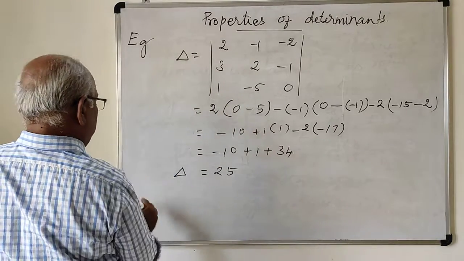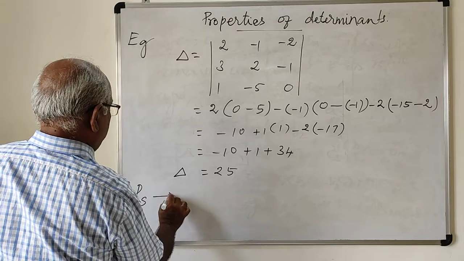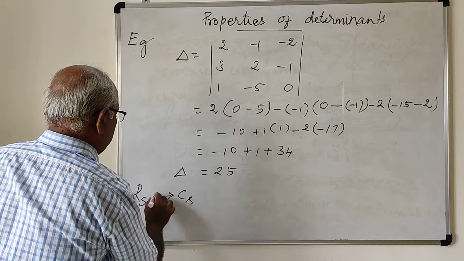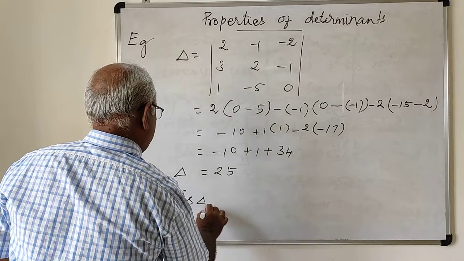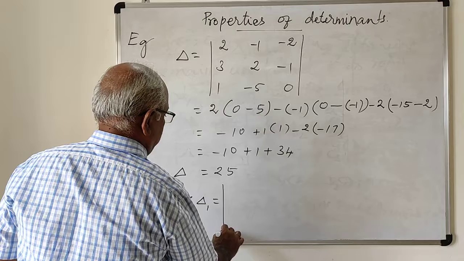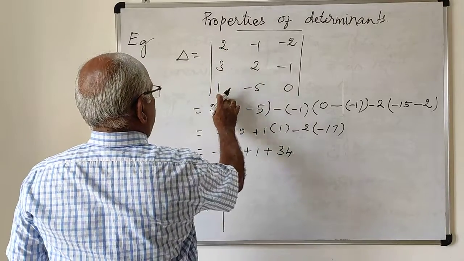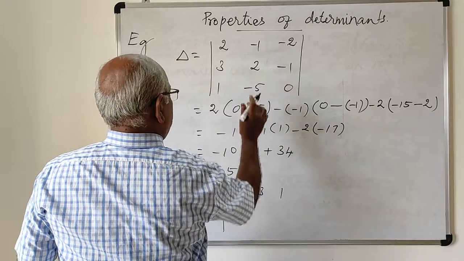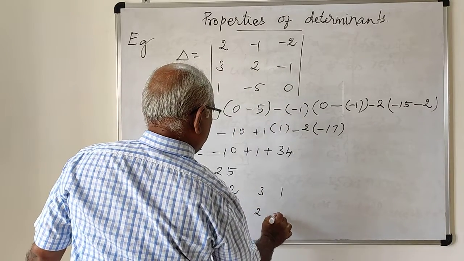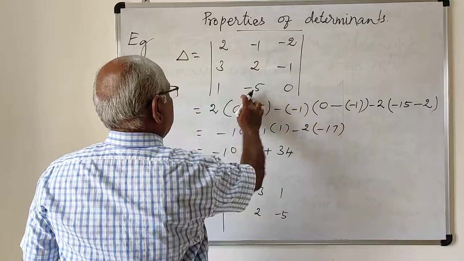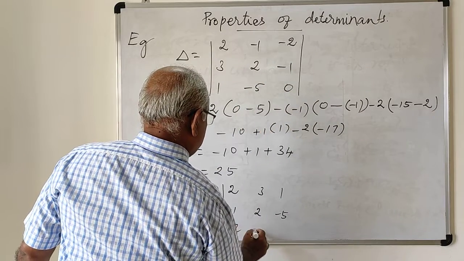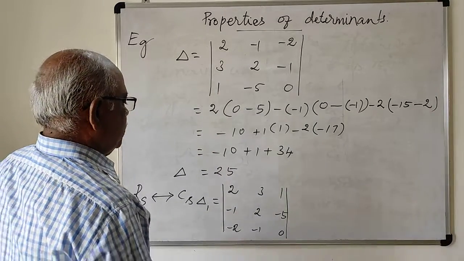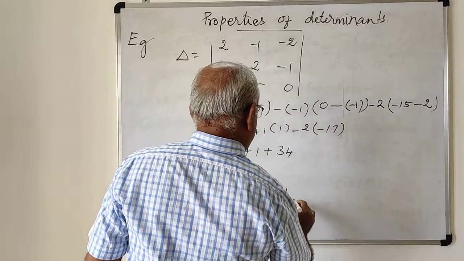Interchanging rows and columns by the property, you interchange rows into columns. So delta 1, after interchanging rows and columns, is 2, 3, 1. The first column becomes the first row. Minus 1, 2, minus 5. The second column becomes the second row. Third column, minus 2, minus 1, 0. Again we expand.